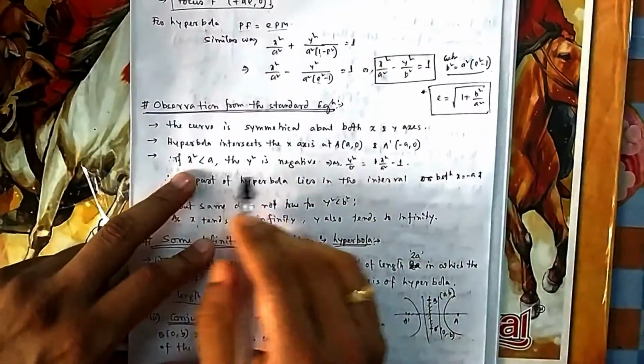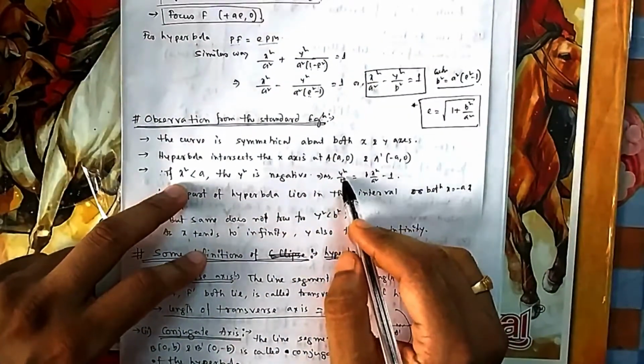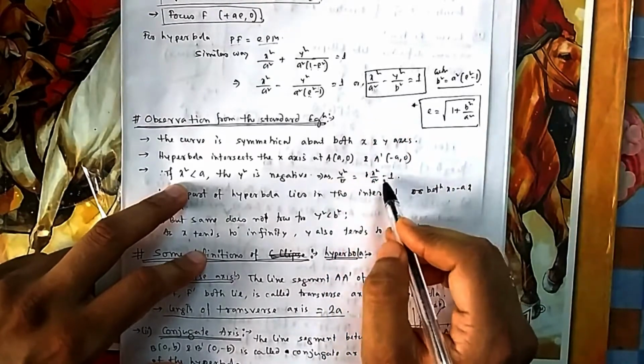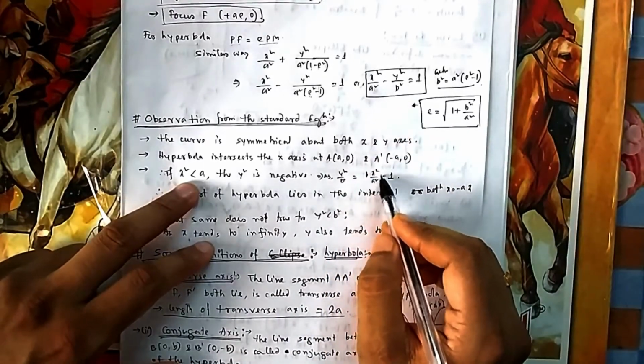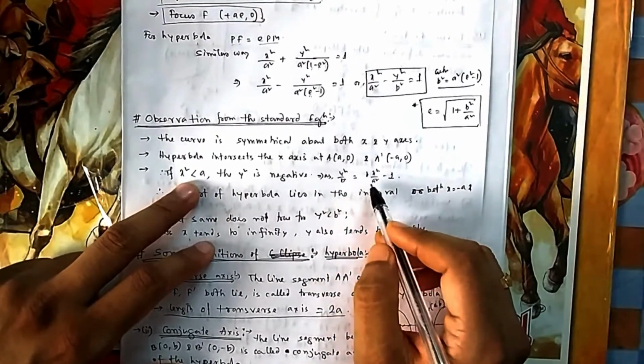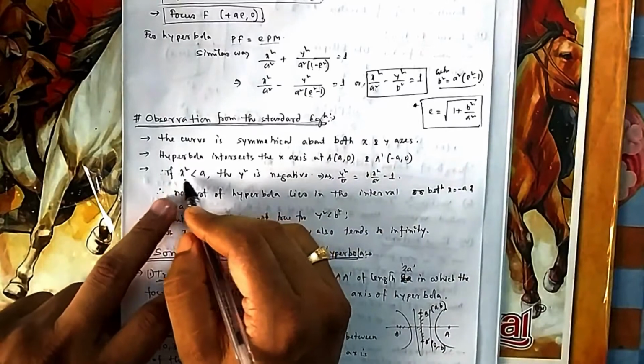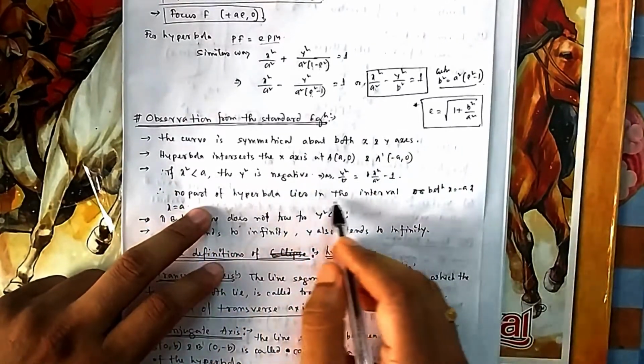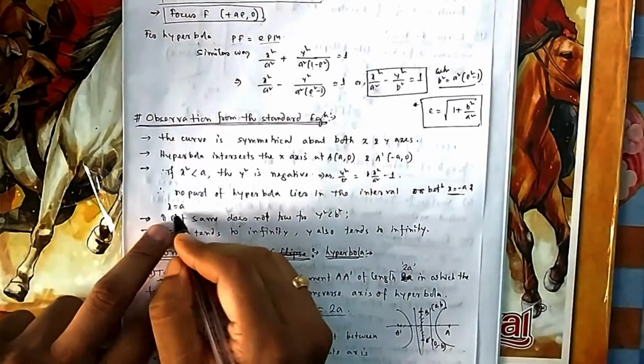Now if you see, if your x square is less than a square, because if you calculate, y square by b square is equal to x square by a square minus 1. So if your x square is less than a square, this will be negative. Once this is negative, y square cannot be negative. That means you will not find any points which satisfy this. That means no part of the hyperbola lies in the interval between minus a to a.